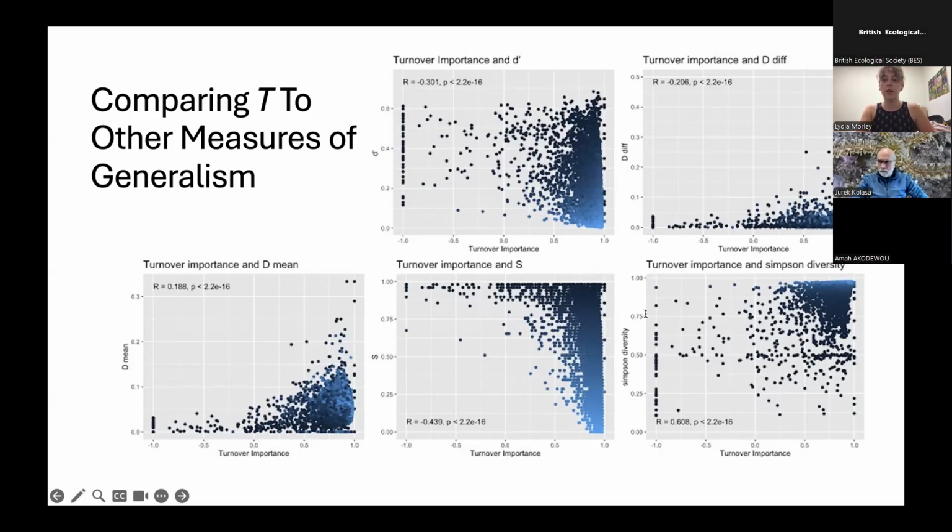And the important thing here is that all of these measures that we tested require a single large community matrix, irrespective of space. So you can't separate occurrences by sites within the range of the species that you care about.